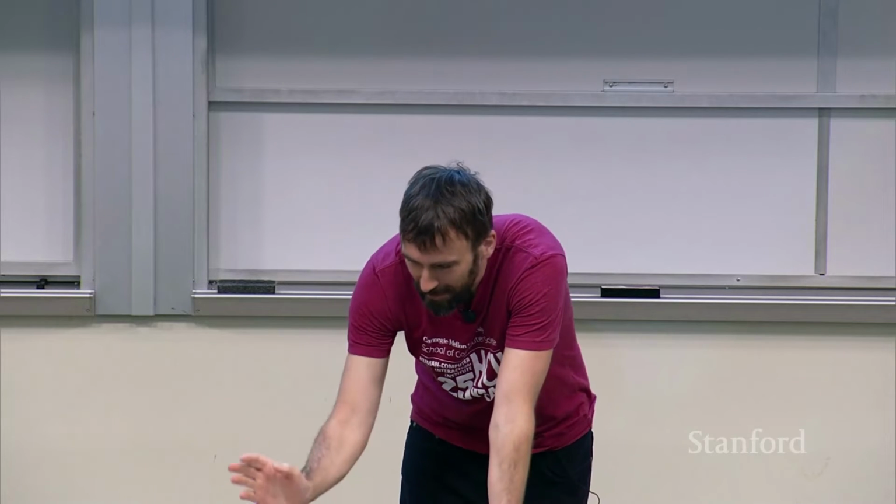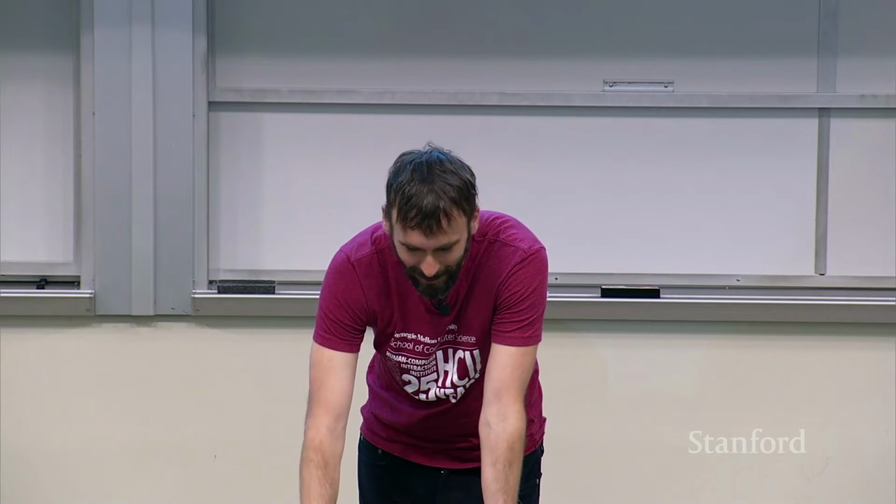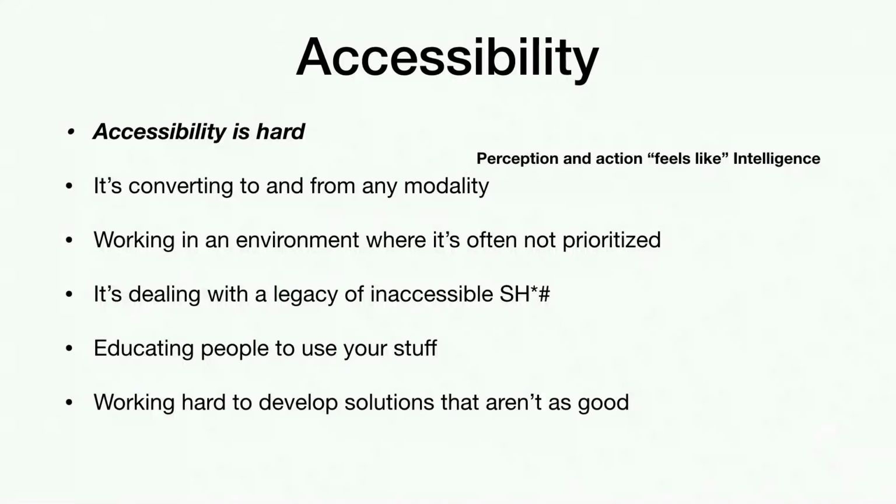So if we now connect this, I'm trying to bridge over to AI here. Perception and action feels a lot like intelligence, and so there are actually a lot of connections between accessibility and modality changes. If it's not prioritized, you need to get everything out of the little bit of input you have, and so machine learning that scales is actually pretty important.